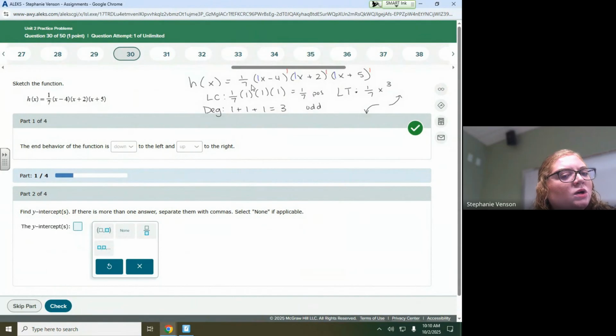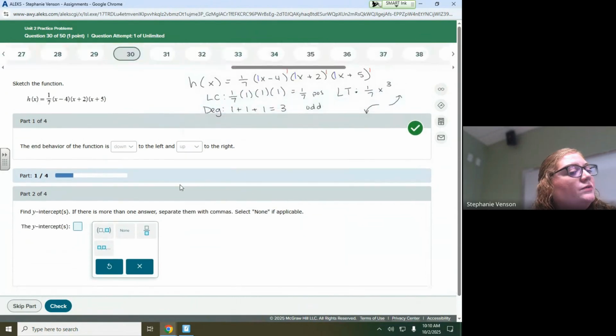You would have done 1/7 times 1 times 1 times 2. To get the leading coefficient, you have to multiply all of those front numbers together. And then the degree is all the powers added together. Unless it's in standard form, which means they already multiplied it out, then it would just be the highest power. Okay, any other questions?